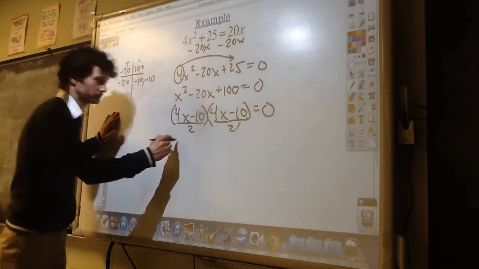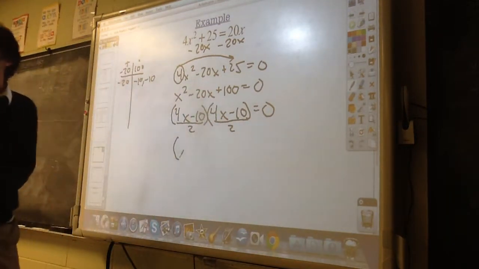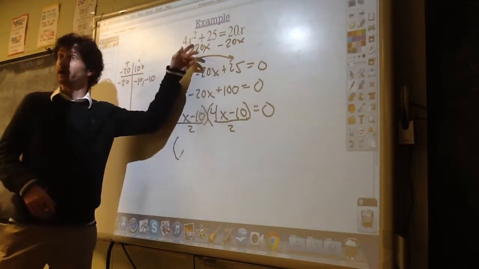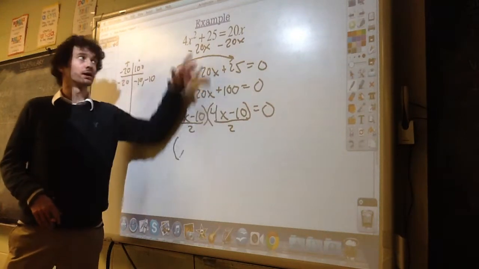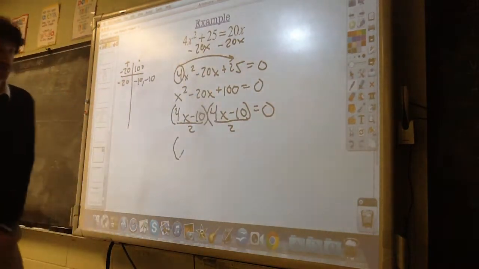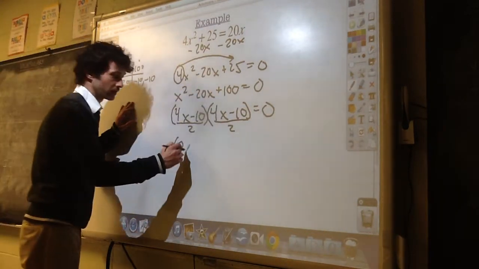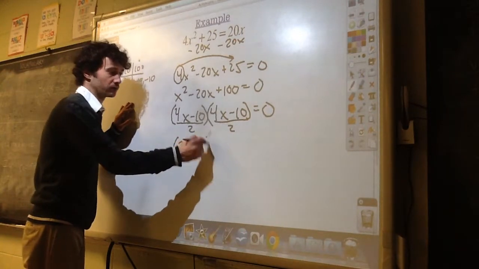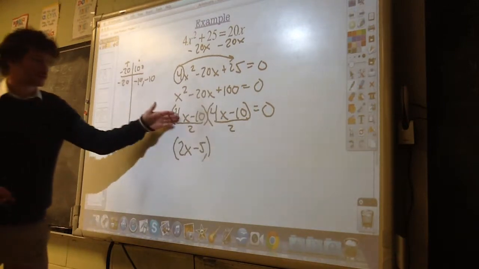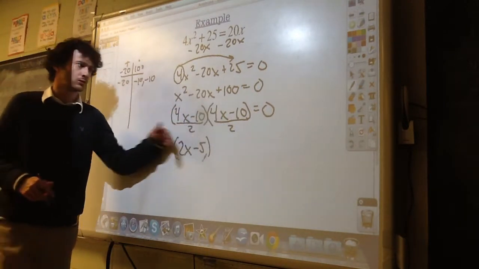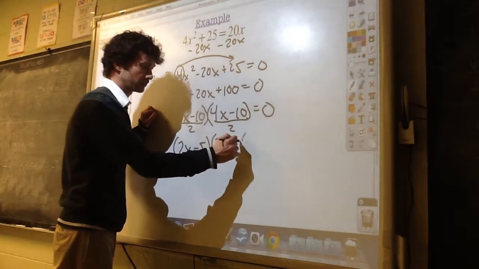I've got a question. If you were to FOIL 2x minus 5, you would not get 4x squared. Correct, because I haven't finished, right? When I get my final product, when I FOIL it, I do get back to 4x squared. So I get 2x minus 5, right? 4x divided by 2 is 2x, 10 divided by 2 is 5, and so this one's going to be the same thing, since they're the same.